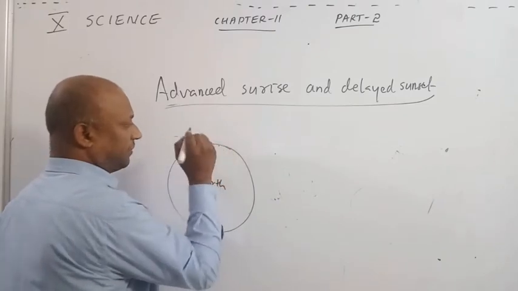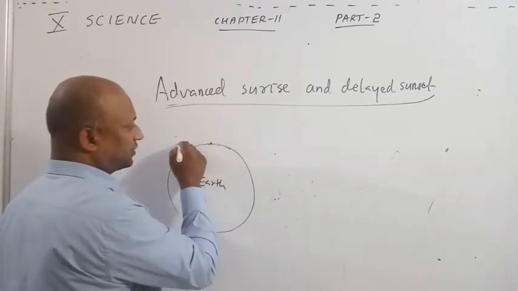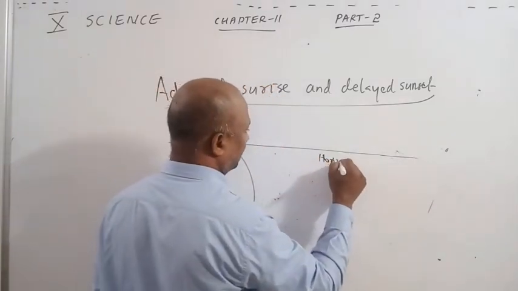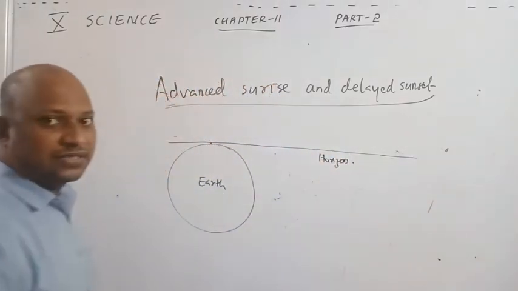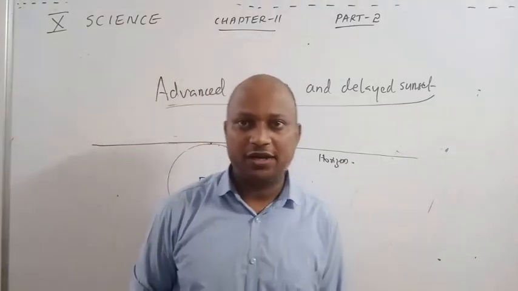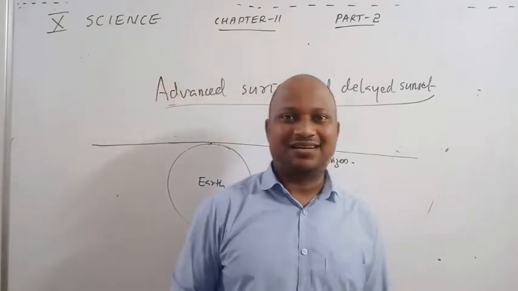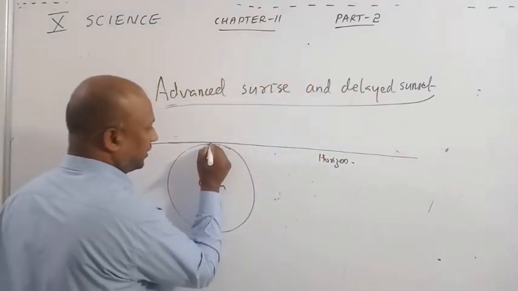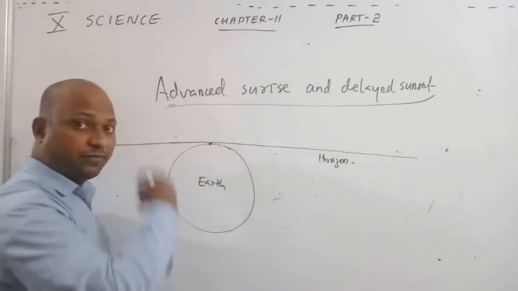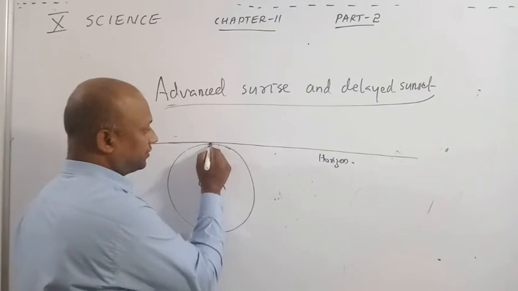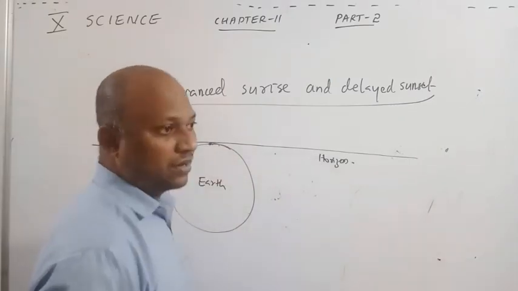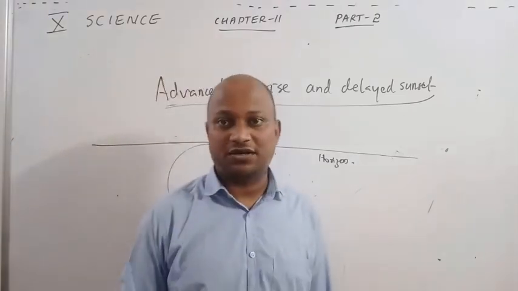Imagine that there is a person here, and when he looks, this is called the horizon. Horizon means he cannot see below this. The person is a point object, the Earth is a very big object, and the Earth's surface is an obstacle to his vision.